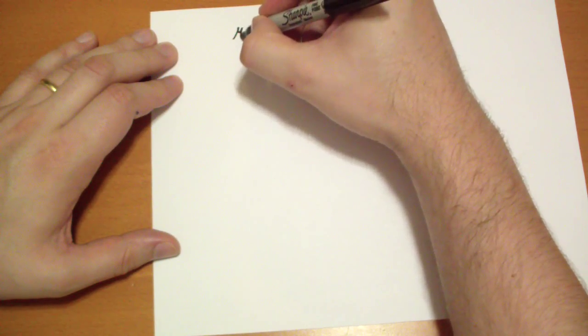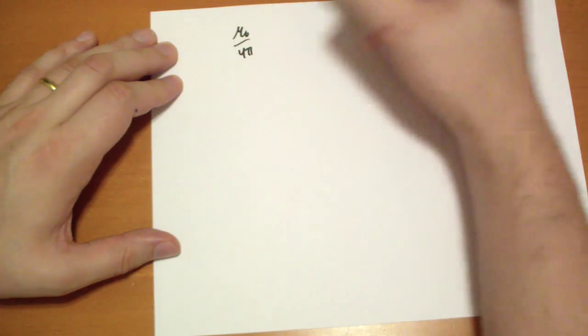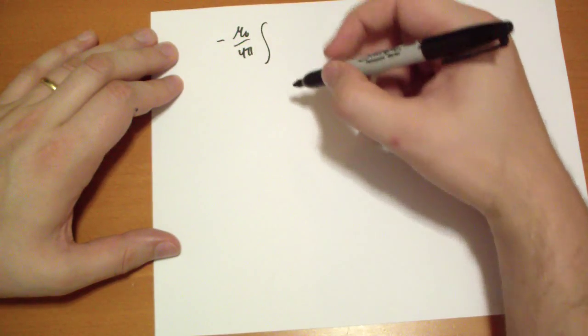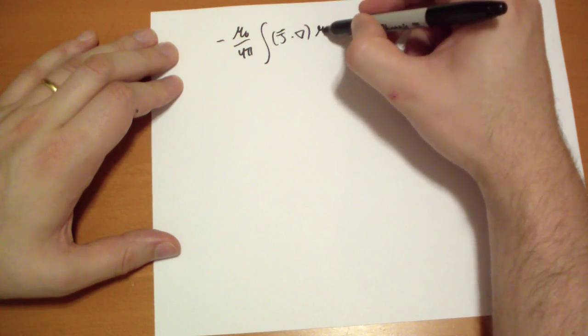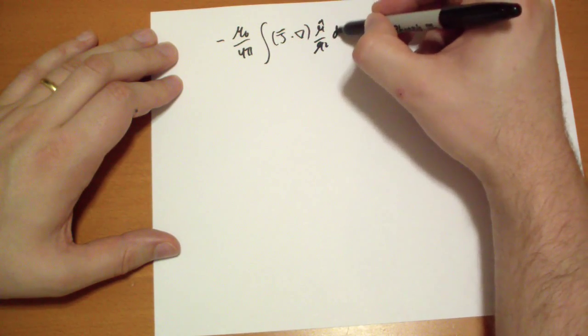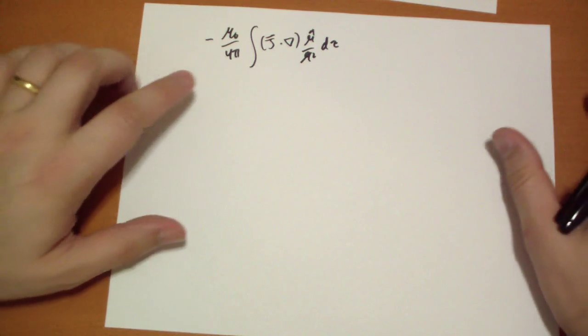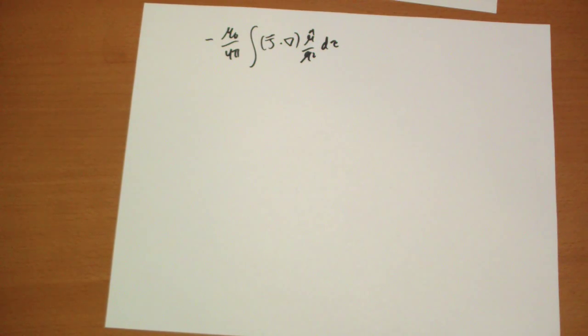So let's do the second term. We have mu naught over 4 pi, well, negative, we have a minus sign here, integral of J vector dot del r hat over r squared d tau. Is this guy equal to 0 or not?